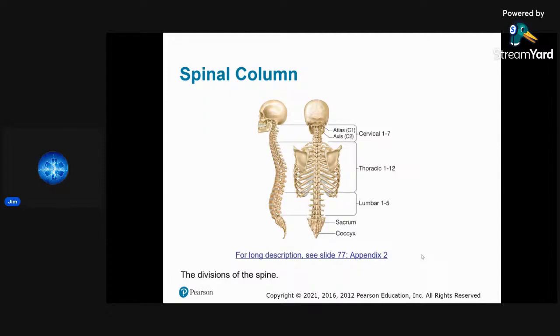Here's a nice picture of your skull and your spinal column. And it shows the division I was talking about, the cervical, thoracic, and the lumbar. And then you can see the numbers I told you, 7, 12, 5. And the sacrum is the back of your hip, like right here. And then your coccyx. The sacrum is fused together as well. There's 5 bones that are fused together, and the coccyx has 4 bones that are fused together.